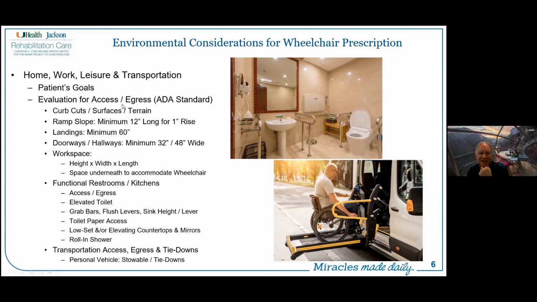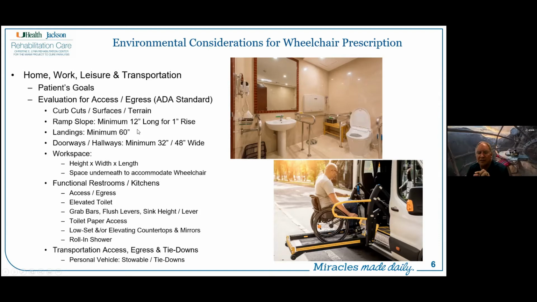So what are access and egress issues? We can look at the ADA standards put forward in 1990 with regard to curb cut surfaces and terrain. While I would like to say every environment around us meets those standards, the reality is they don't. And so we have to recognize in a particular individual's neighborhood or at their work environment, they may or may not have full access as recommended by the ADA standards. Again, these are standards, these are guidelines, these are not mandates, and we have to keep that in mind as well.